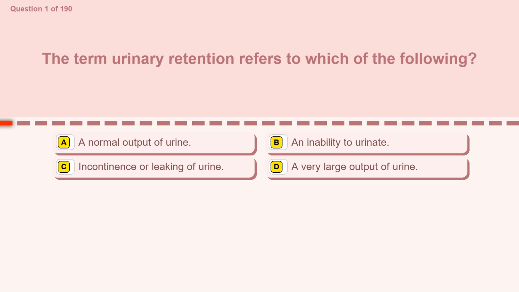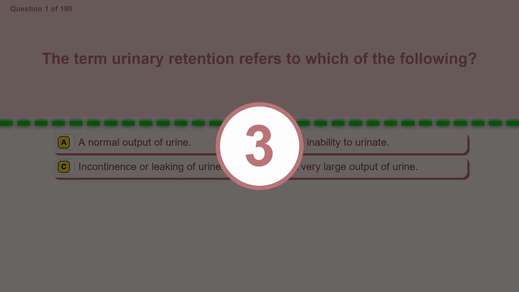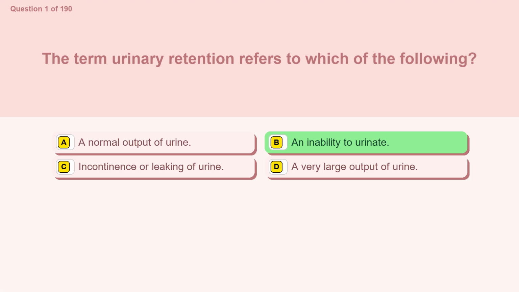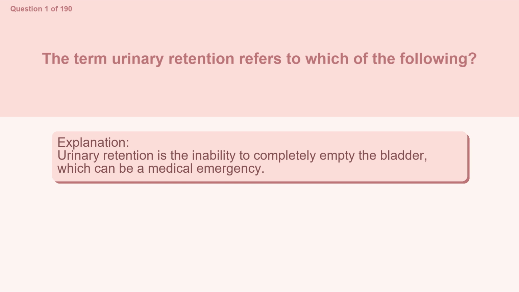Question 1. The term urinary retention refers to which of the following? Option A. A normal output of urine. Option B. An inability to urinate. Option C. Incontinence or leaking of urine. Option D. A very large output of urine. The correct answer is option B. An inability to urinate. Urinary retention is the inability to completely empty the bladder, which can be a medical emergency.